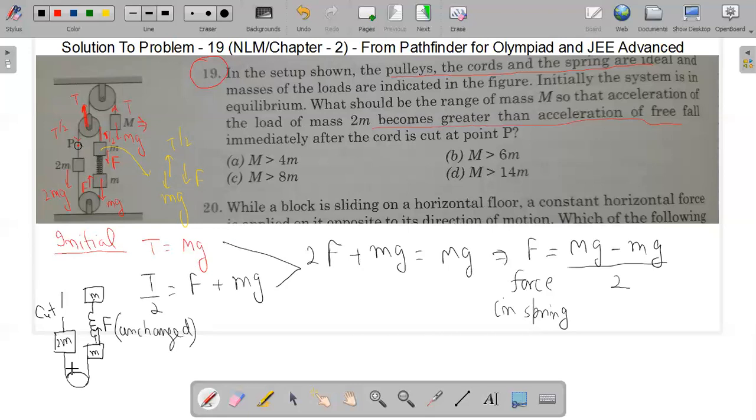You cannot change the force in the spring all of a sudden. We can never change the force in a spring abruptly. I will write this concept for you: any abrupt, all of a sudden change in spring force is not allowed, is not possible. An abrupt change in the spring force can never take place.